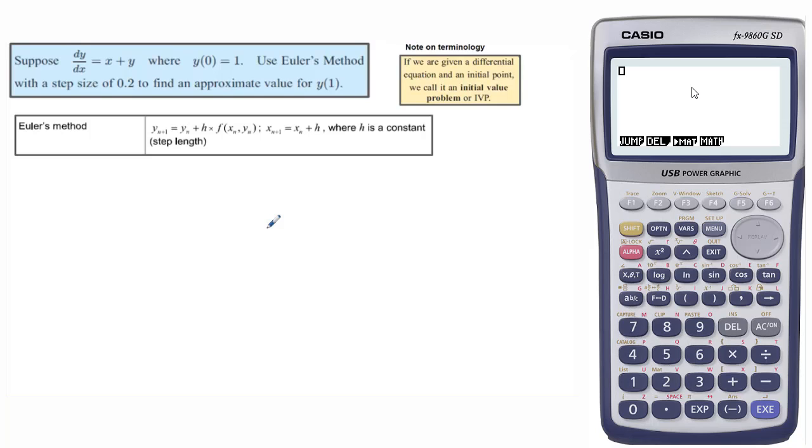Now, Euler's method is actually, thankfully, in the formula book, but it does need deciphering a bit, because if you just see it like this, and you've never seen it before, you wouldn't have a clue how to do it. So if you look at what's in the formula book, it says y n plus 1 equals y n plus h times f of x n, y n. And x n plus 1 equals x n plus h.